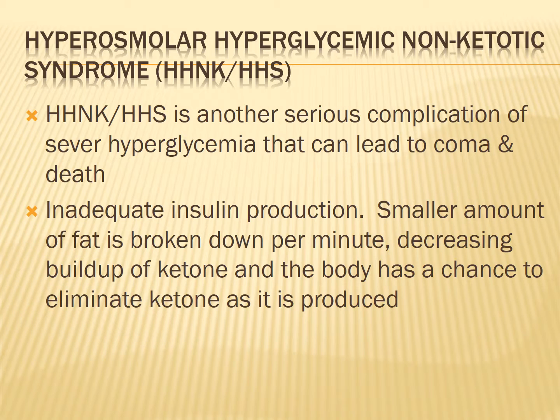Okay, so that other state that I talked about in the beginning, hyperosmolar hyperglycemic non-ketotic syndrome, or HHNK/HHS, often you'll hear it just referred to as HHNK. It's another serious condition of severe hyperglycemia, which can also lead to coma or death, and it has a 15% mortality rate. There is insulin production, but it's inadequate, and a smaller amount of fat is broken down per minute, decreasing the buildup of ketones, and the body has a chance to eliminate ketones as it's produced.